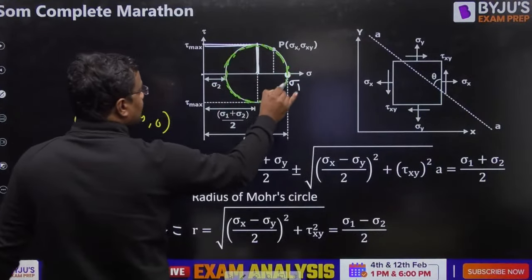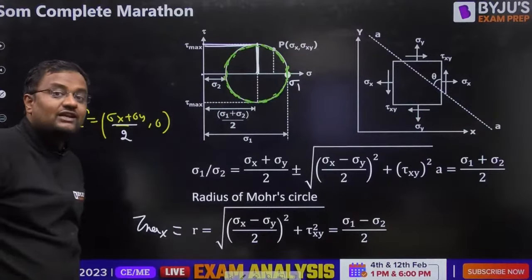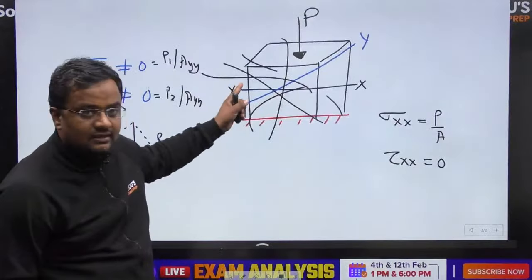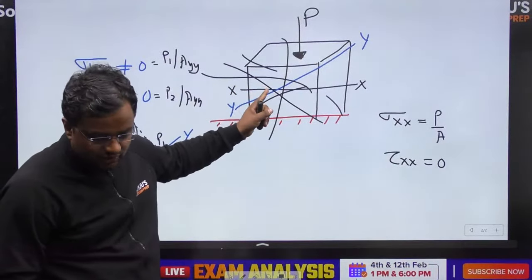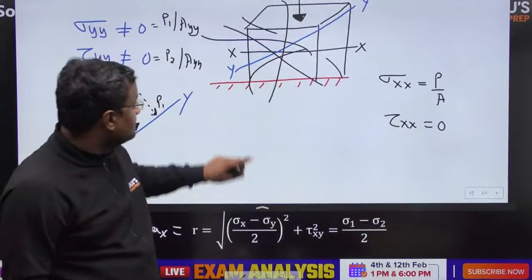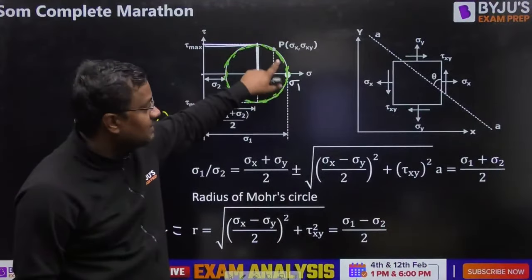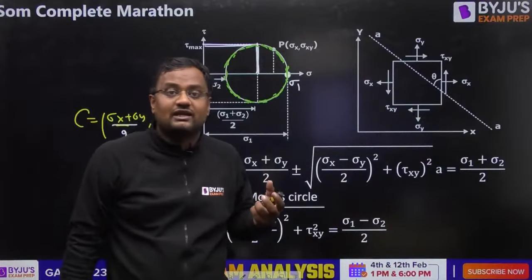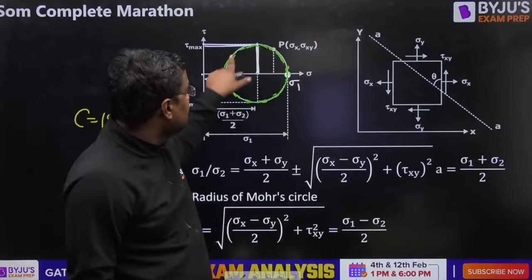So infinite points having infinite coordinates, so infinite normal stress and infinite shear stress. There are infinite planes, and infinite planes have infinite normal stresses and infinite shear stresses. These infinite normal and shear stresses are represented by this. So the body has infinite planes having infinite normal and infinite shear stresses, and those are represented by these points.